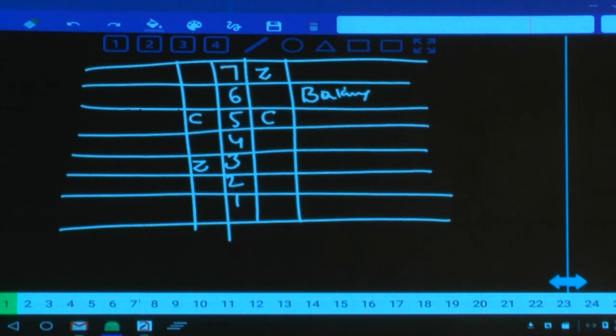And similarly in the second case also, immediately below this, Z is baking. Hence baking can be either on the 6th floor or on the 2nd floor. This is the first and this is the second case.